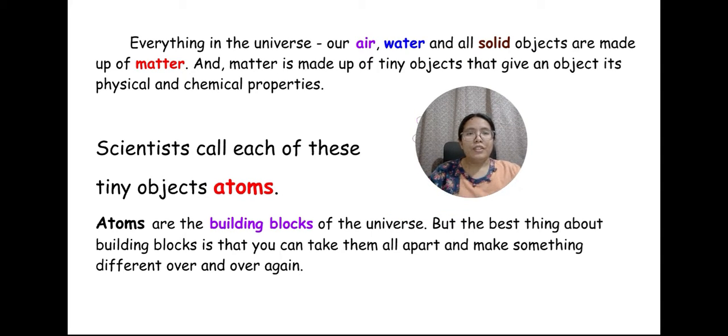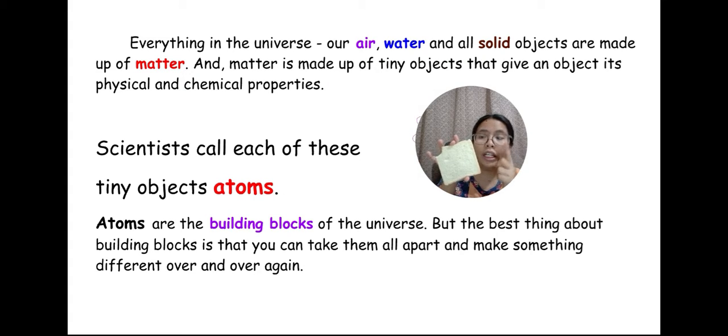Okay, so everything in the universe, our air, water, and all solid objects are made up of matter. We learned that last week, right? Everything is made up of matter. And matter is made up of tiny objects that give an object its physical and chemical properties. So, lahat ng object na to ay may tiny object din sa loob na may chemical and physical properties.